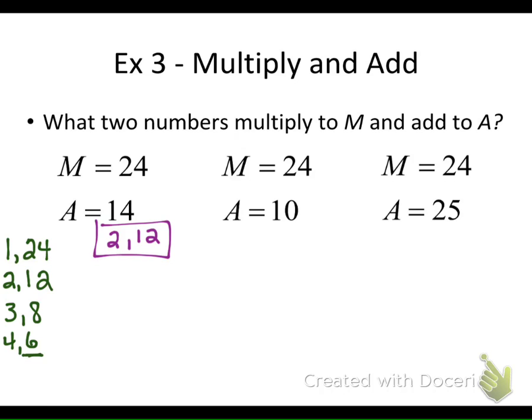So now my M is 24, which I know all these pairs over here, when I multiply them for M, it's going to equal 24, but my A is 10. Which of these numbers now can I add together to get 10? Well, what's 1 plus 24? Too many. What's 2 plus 12? Too many. What's 3 plus 8? Too many. So what's 4 plus 6? So does that equal my A for 10?